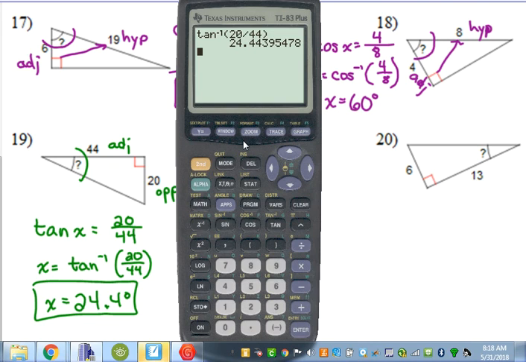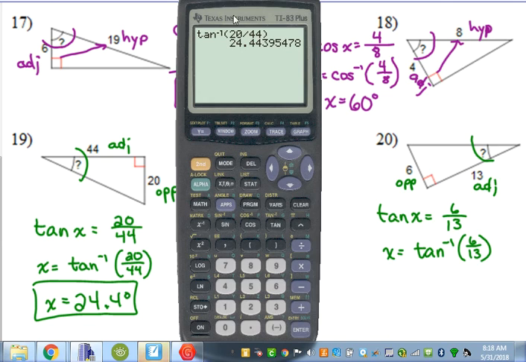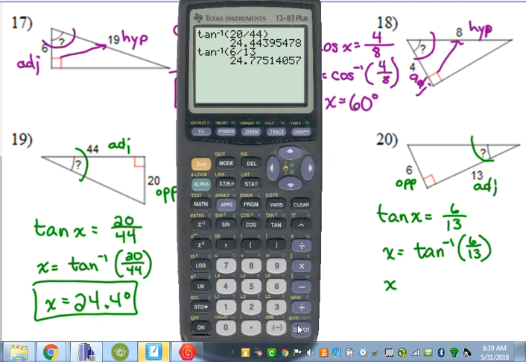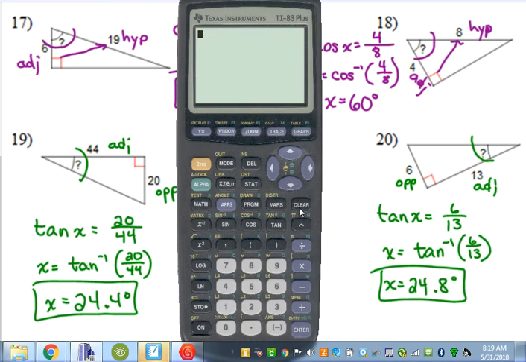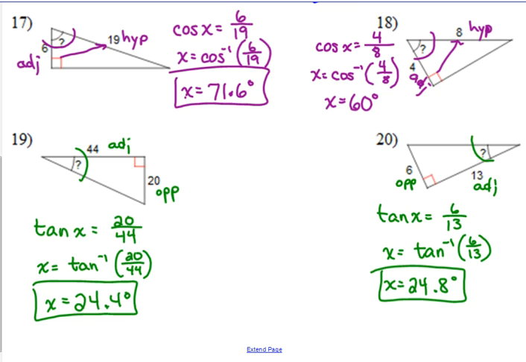And number 20, 6 is our opposite, 13 is our adjacent, so tangent of our angle is equal to the opposite over the adjacent. So this angle is 24.8 degrees. Any questions?